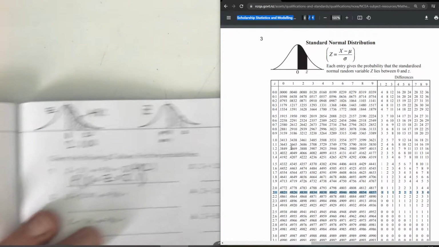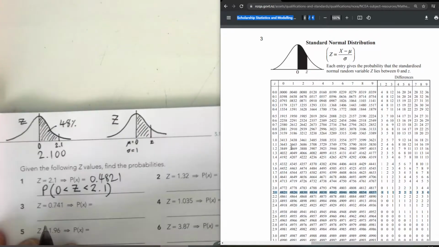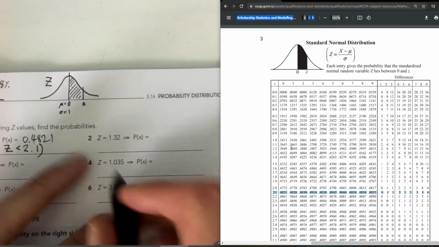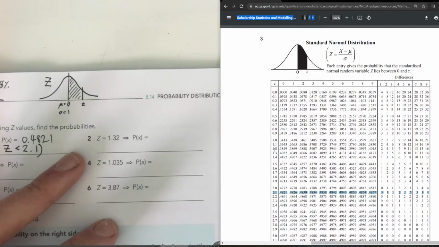That's what we're finding. Okay, let's do a little skip and we'll level up slowly. I'm going to move this across. We'll do number 2. So here it's 1.32. We go to our table and we go to 1.3. I'm just going to highlight that whole row again. This time we're going to go 1.3 and go to the column 2. So now the probability is 0.4066.